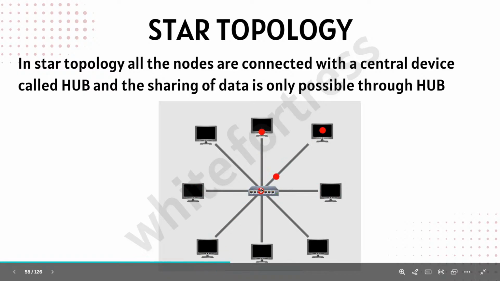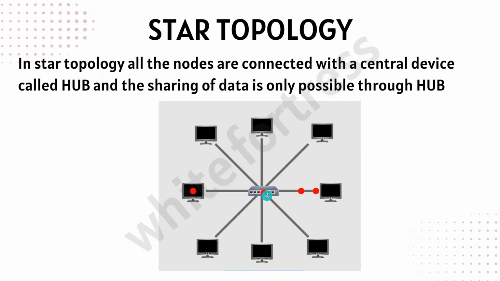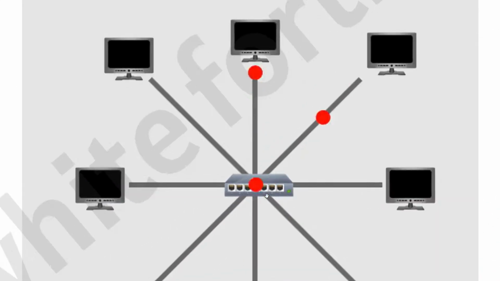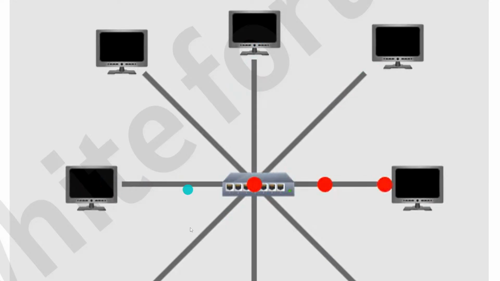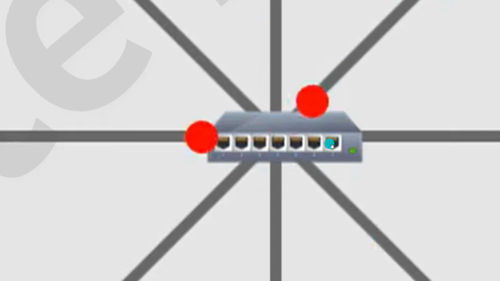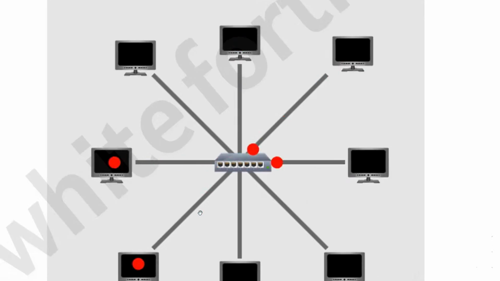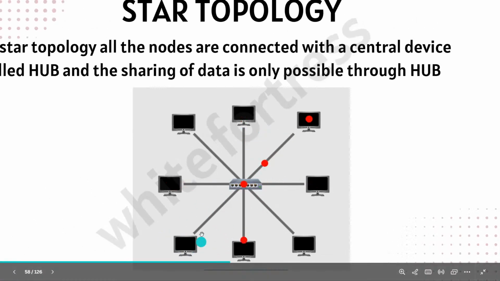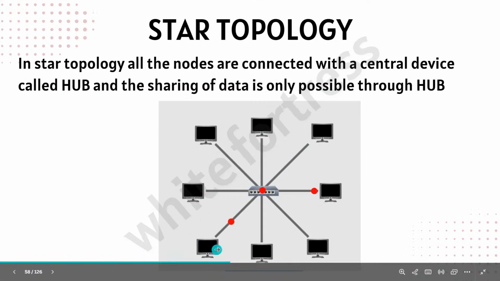But let me tell you one thing. If we are talking about hub, what happens with the hub? It broadcasts all the packets. It means if the packet is sent to this particular port, just giving an example, the most right port, this packet will be copied to all other ports and then broadcasted. But if it is a switch, then the packet will not be broadcasted, it will be only sent to the port connected to the receiving device.